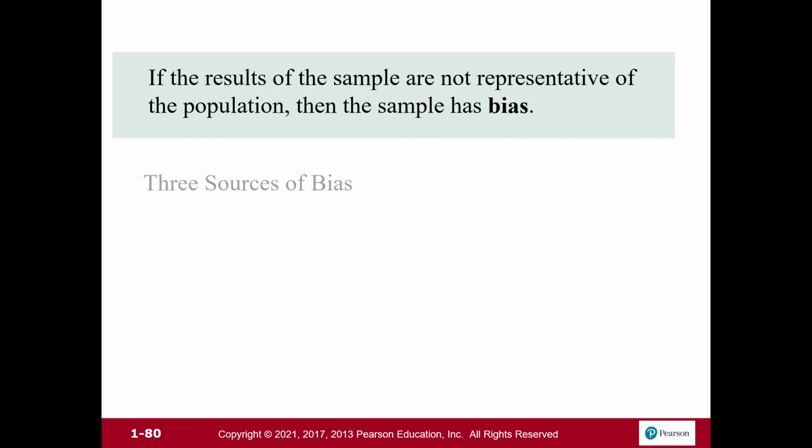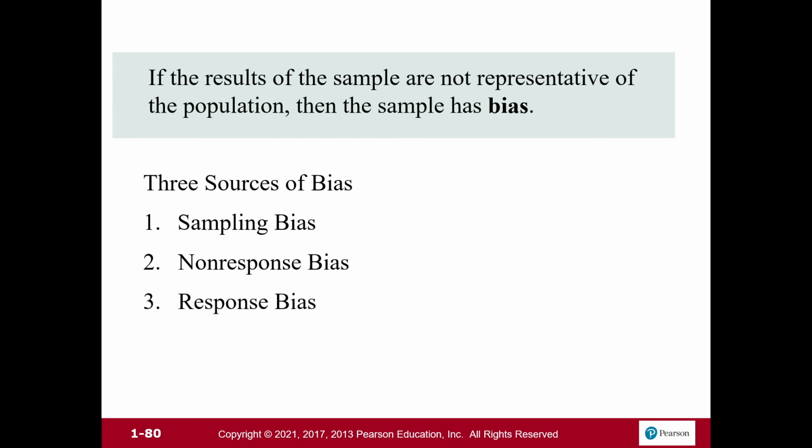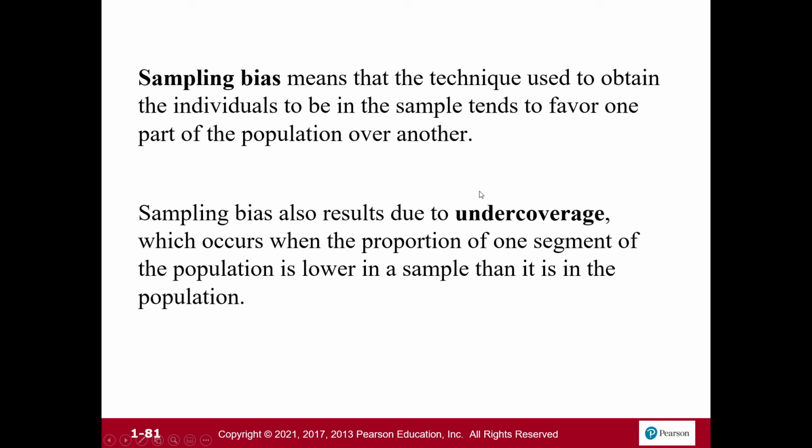3 sources of bias. Usually there's sampling bias, non-response bias, and response bias. So sampling bias means basically that the technique used to obtain individuals to be in the sample tends to favor one part of the population over another. Here's undercoverage. Sampling bias also results due to undercoverage.